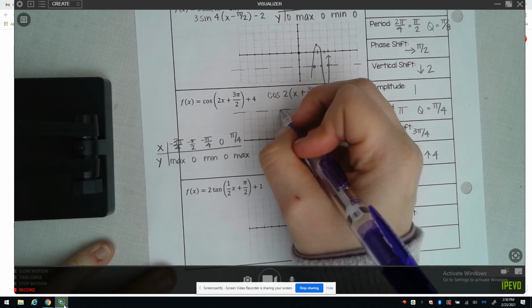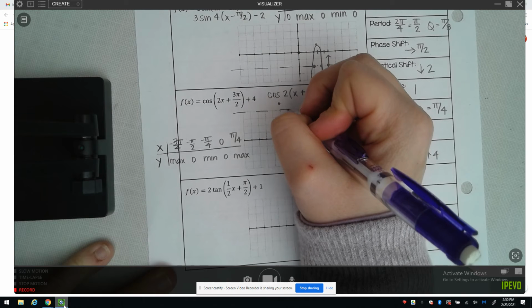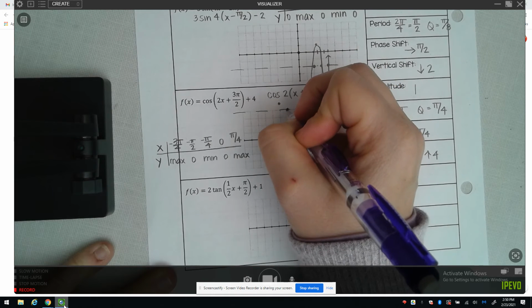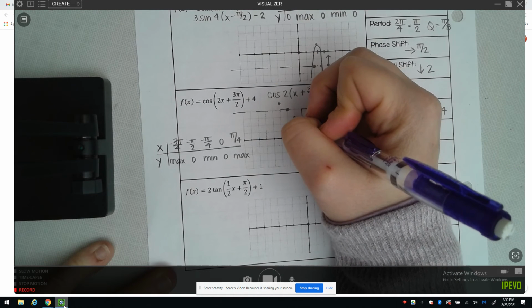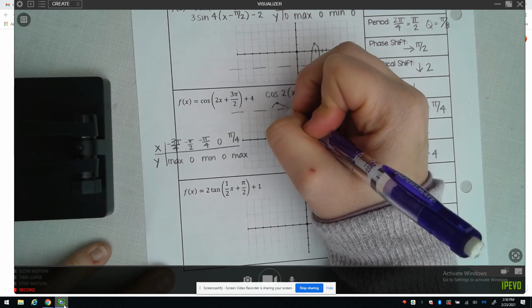So negative 3 pi over 4 is my maximum, so I need to go up 1. At negative pi over 2, I'm back at my 0, which is my new 0, my shifted. Go down 1 for my minimum, come back up to 0, and go back up 1. So you're using your amplitude.